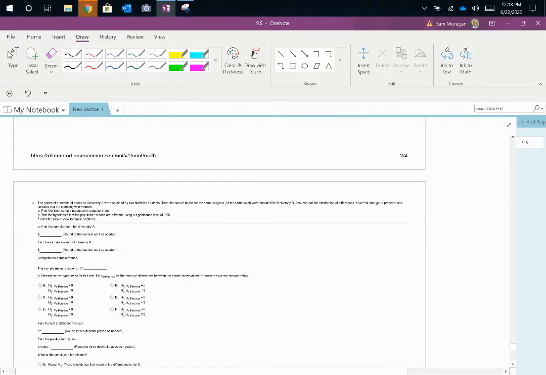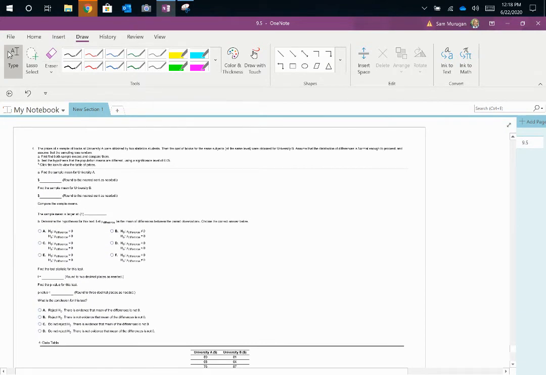All right, question 4. The prices of sample books at University A were obtained by 2 statistics students. Then the cost of the books for the same subjects at the same level were obtained for University B. These are paired. They're attached to each other. That's going to be important when we do a calculation here. P-A-I-R-E-D, paired.